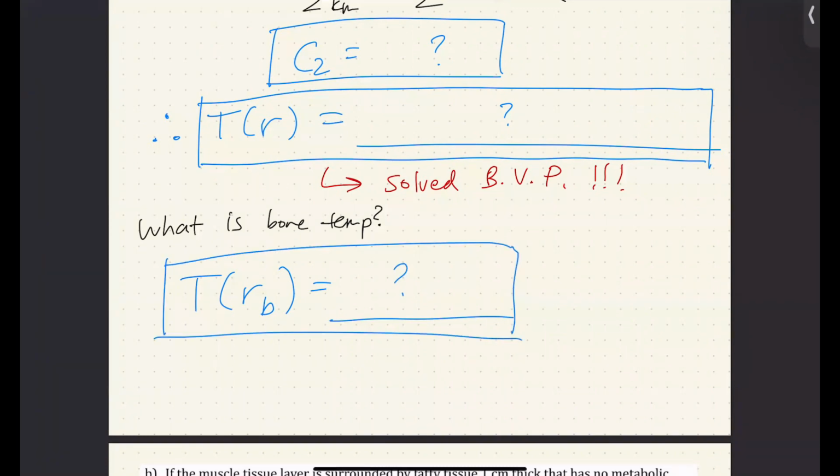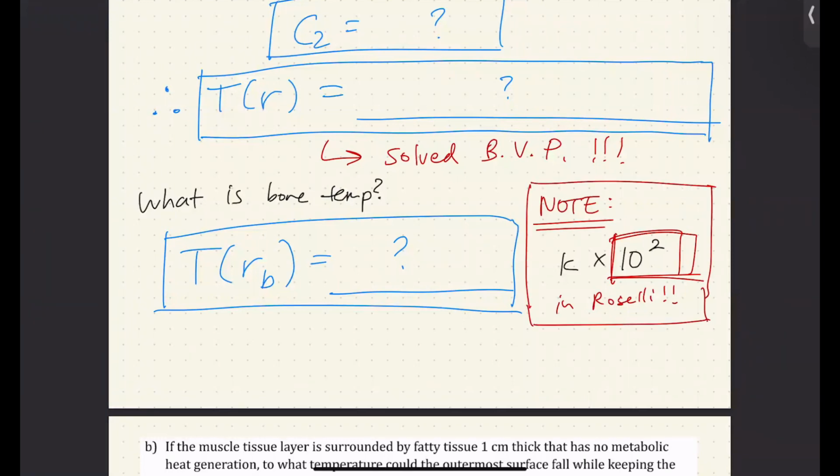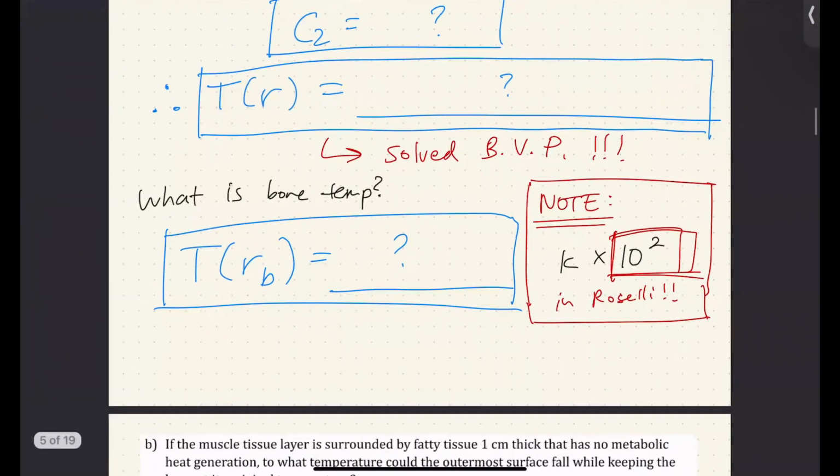And also one last thing to note is that in Roselli-Diller, we have the K values indicated as K times 10 to the 2, which means you need to account for this 10 to the 2 and bring it back. So move that decimal point. Make sure you account for the 10 to the 2 in Roselli. You need to change it back to the normal K. Okay, so that's the end for part 1A.